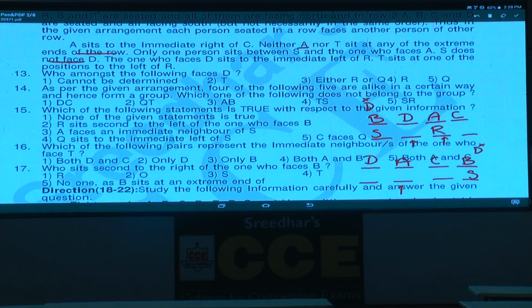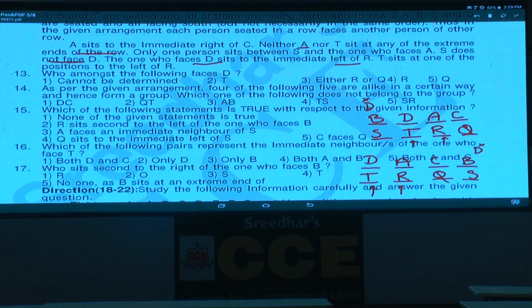Immediate left of R. Now the person who faces D sits to the immediate left of R, hence R must be here, isn't it? R is at this place. T sits at one of the positions to the left of R. As T is at one of the positions to the left of R, in this case T must be here. That means T is to the left of R. Then who is the other person left over here? Q is the person left over. Q will be here and Q will be here.